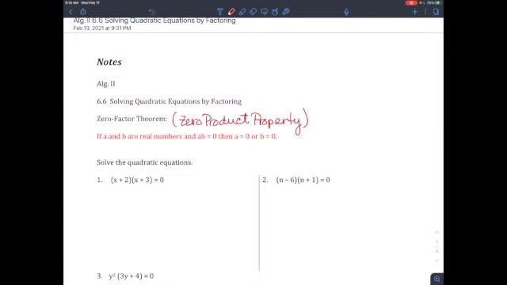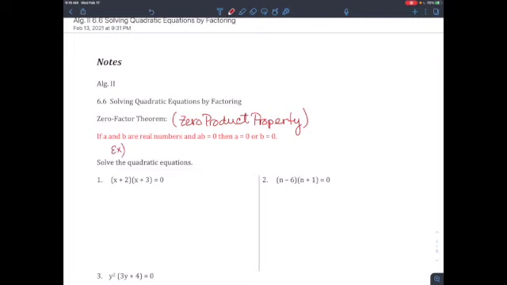The reason they call it the zero factor or zero product property is they are taking something that you guys know: anything times zero is zero. Here's the definition. If A and B are real numbers and A times B equals zero, then either A has to equal zero or B has to equal zero. That is the whole case.